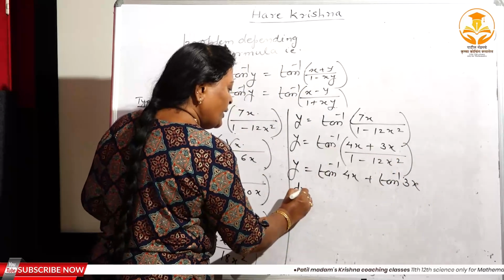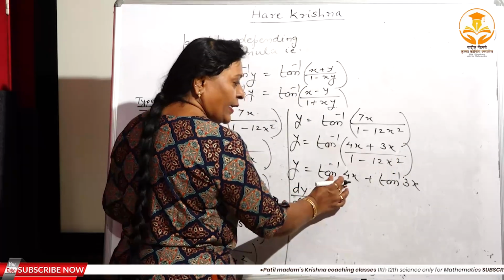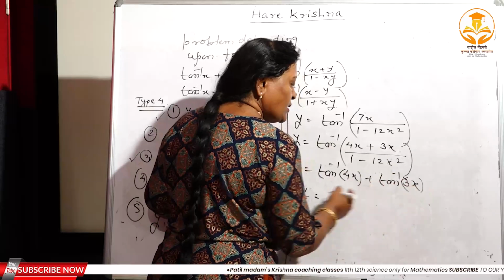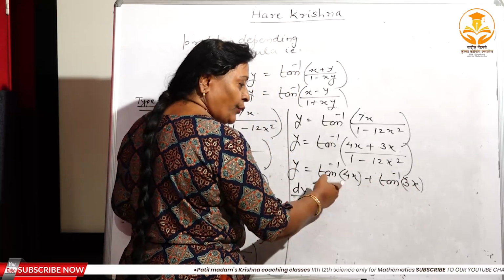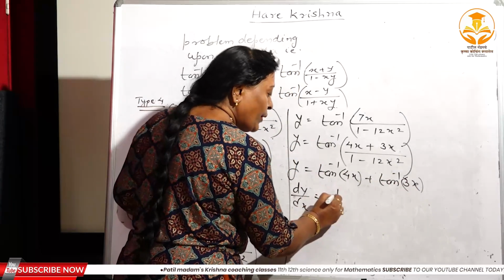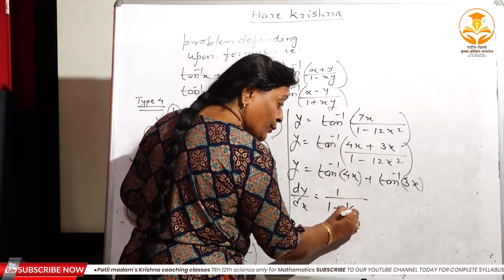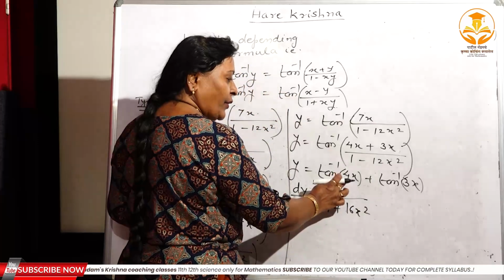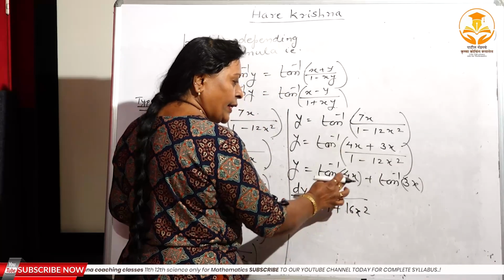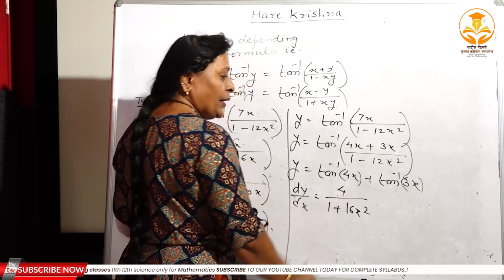Very simple. Now dy by dx. Here this is u, again this is u. Tan inverse u. What is the derivative of tan inverse u? 1 upon 1 plus u square. The square of this 4x is equal to 16x square. And this is u, again you have to find the derivative. What is the derivative of 4x? That is 4.